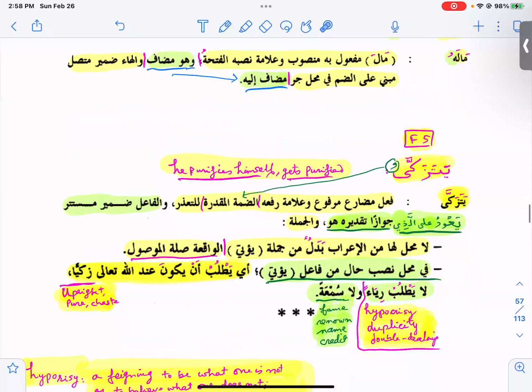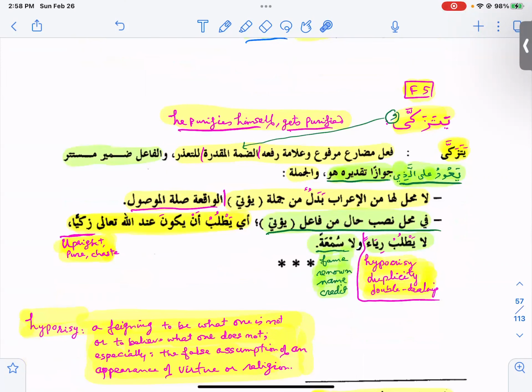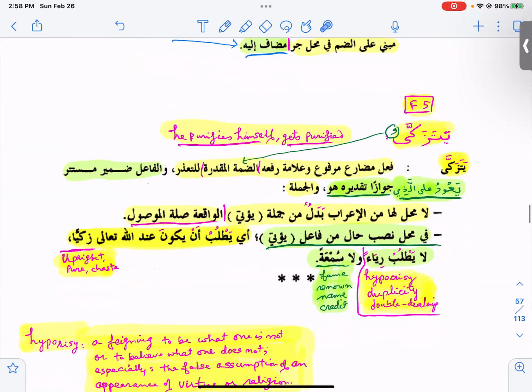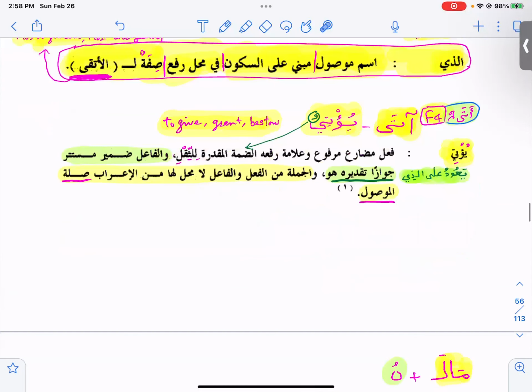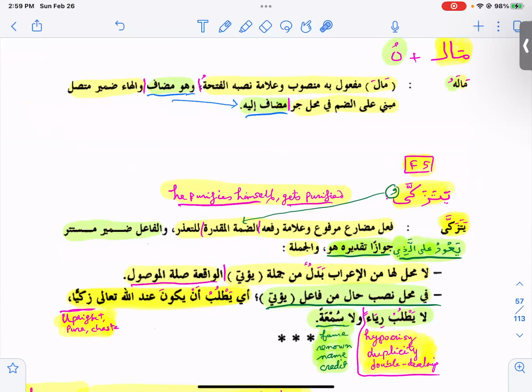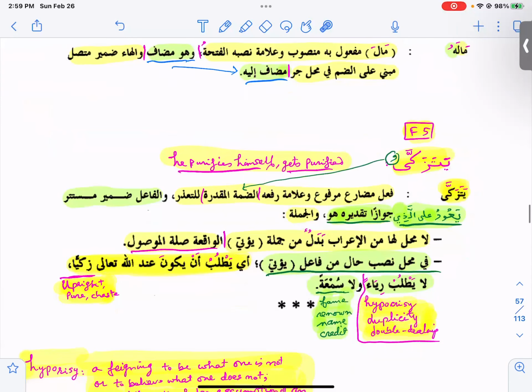Wa jumlatu, now here are two choices. Yatazakka la mahal laha min al-i'rab, badalun min jumlatu yuti. Badalun min jumlatu yuti. Al-waqiyatu silatul mawsul. Or number two, mansubun hal min fa'il yuti. What is that? Waqiyatu silatul mawsul. Fine, just don't worry about that.